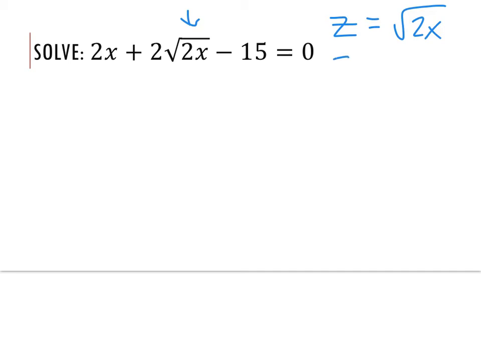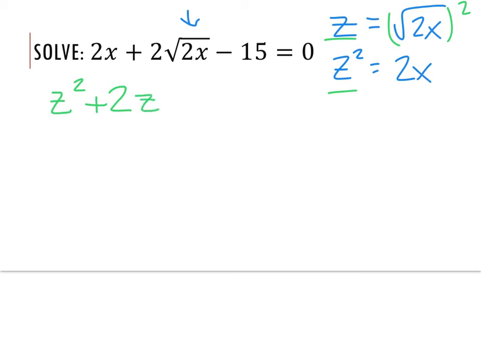Well, think about it. If I square z, that means I have to square this, which means those cancel and you're left with 2x. So anytime you see 2x, you're going to put the z squared, and anytime you see the square root of 2x, you're just going to put z. So boom, I see my first 2x. That means instead of writing 2x, I'm going to write z squared. I have plus 2. I see that square root of 2x. Yuck, I don't like it. There's where my z is. And I have minus 15 equals 0.